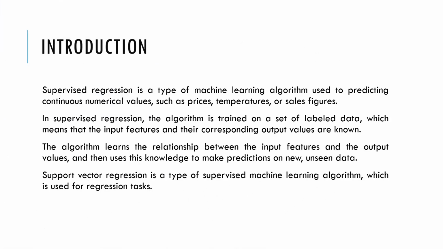Introduction. Supervised regression is a type of machine learning algorithm that is used for predicting continuous numerical values. In supervised regression, the algorithm is trained on a labeled dataset where the input features and their corresponding output values are known. The algorithm learns the relationship between the input features and the output values in the training data and uses this knowledge to make predictions on new, unseen data.